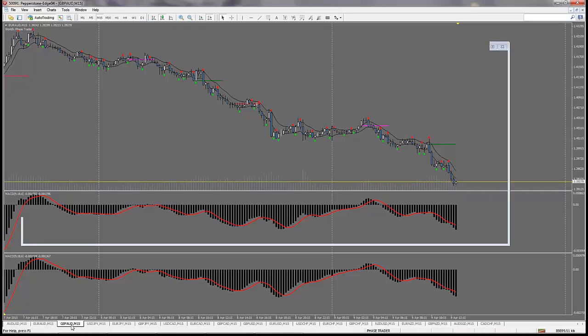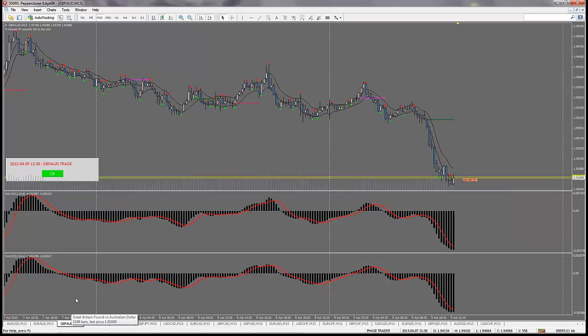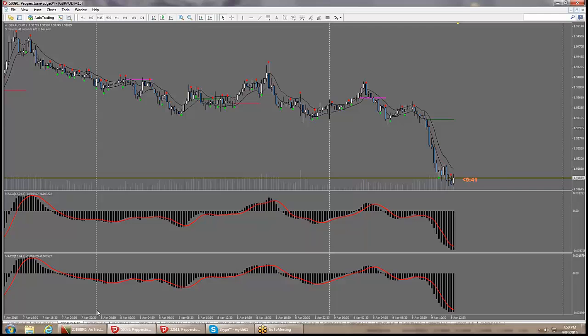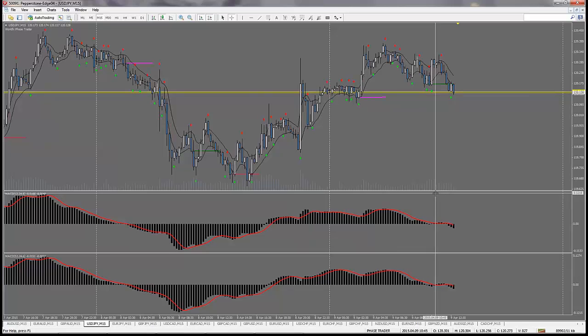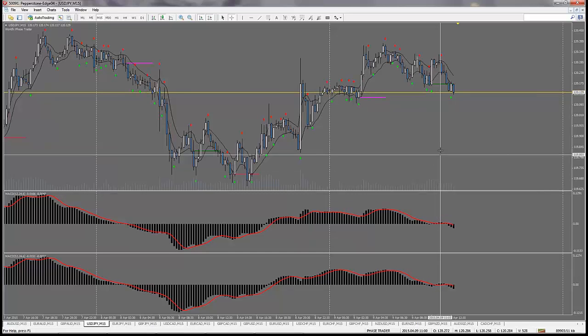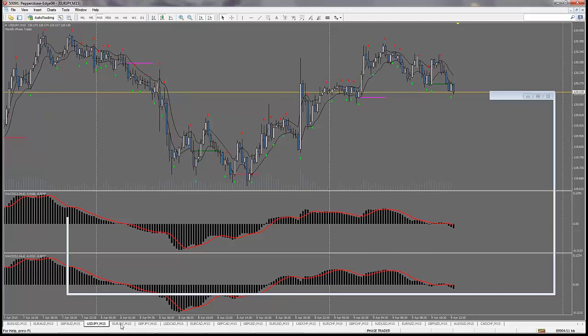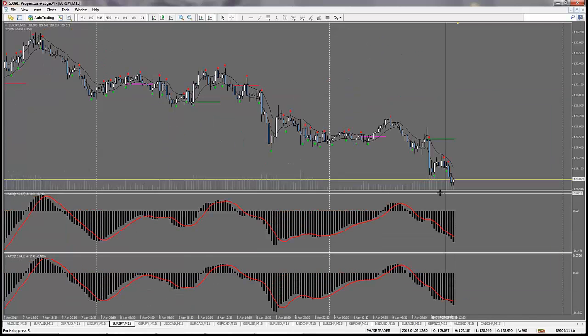On to the next one. Pound Aussie, nothing there. Euro yen, well, too hard to call, even though there's a trade there. Here's easy trades. This is as easy as it gets so far.